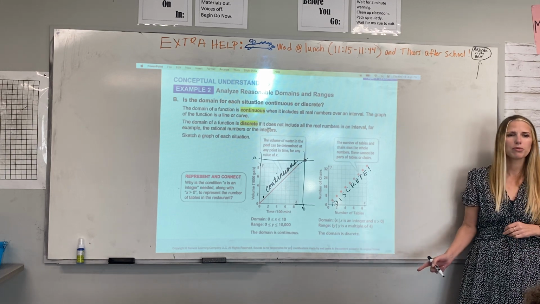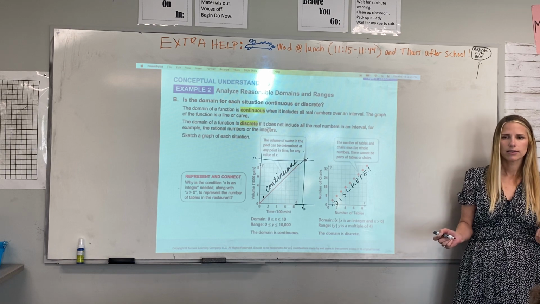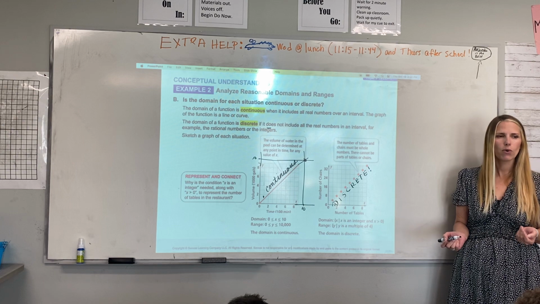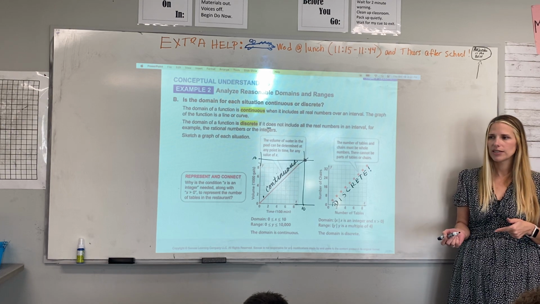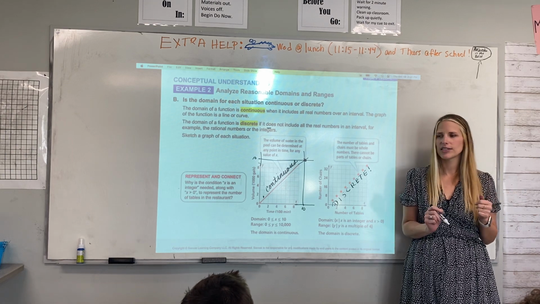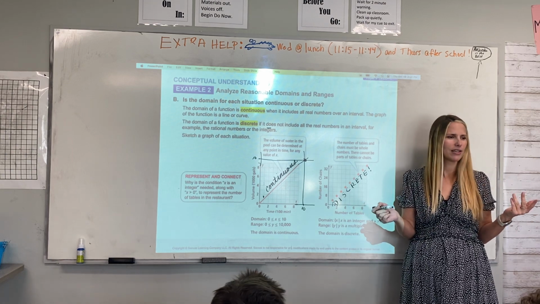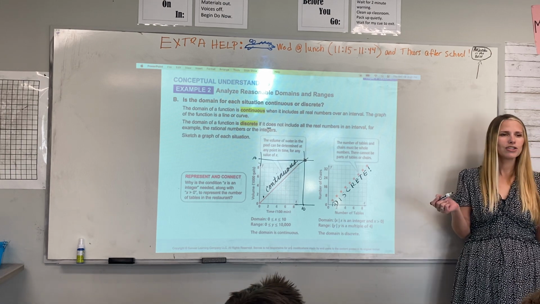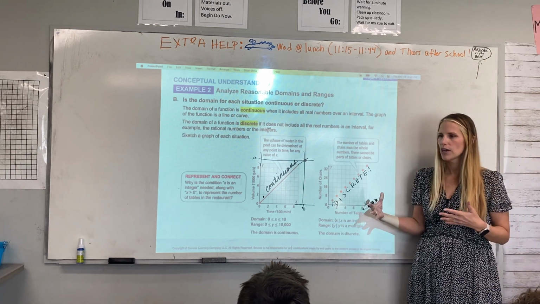Multiple of 4. Why is that? Because how many chairs fit at a table? 4. So if I have 2 tables, how many chairs would that be? 10 tables, how many chairs? 40. 100 tables, how many chairs? 400. So they're all multiples of 4.